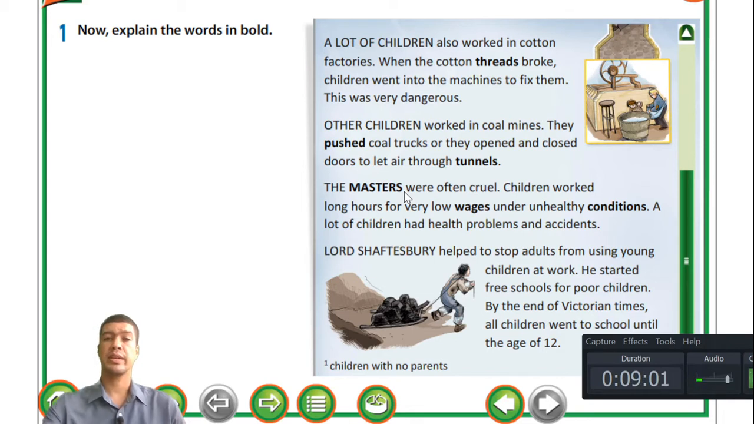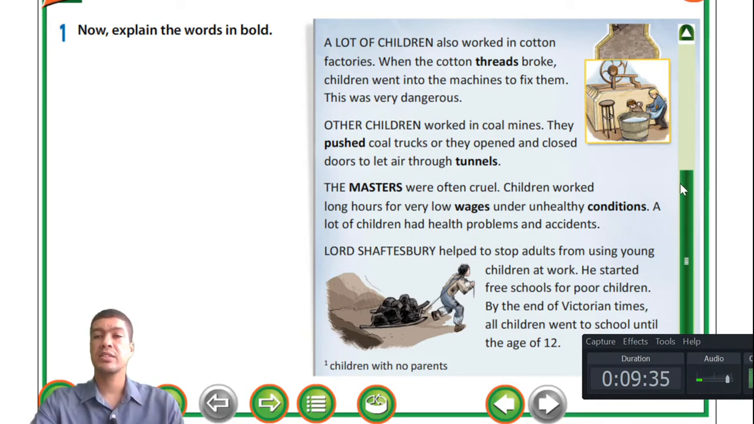So the next word, wages. You all are familiar with wages, and this is the money that you get after you have worked. The next one is conditions, and they talk about the conditions. Let me give you an example. A condition in a coal mine. What do you think happens in a coal mine? It's dirty, it's moist, it is very claustrophobic. These are the conditions that these children have to work under.